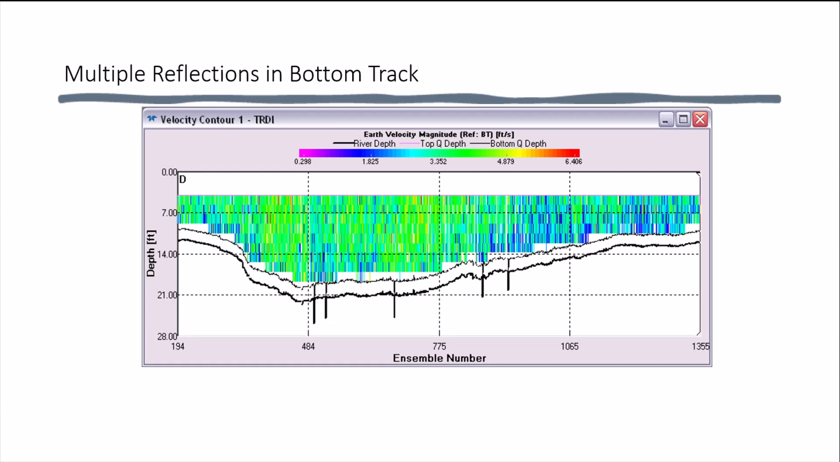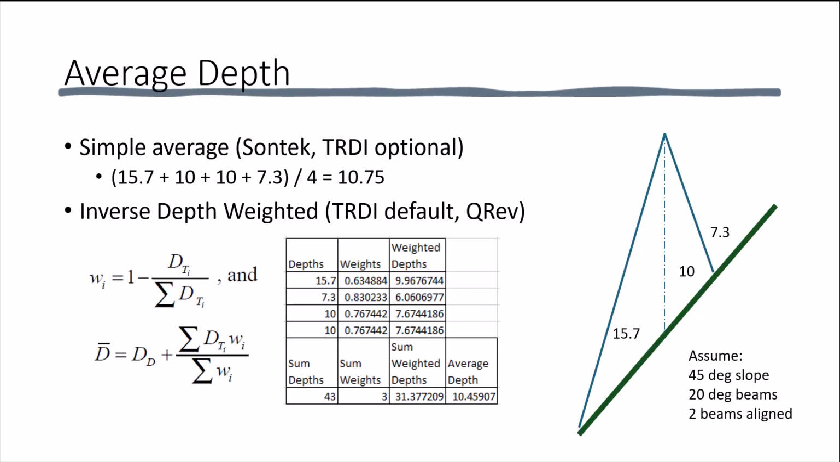This is shown in this contour plot from WinRiver 2. Processing software often has algorithms to filter out these false depths. When using the depths from the 4 slant beams, the average depth can be computed in 2 ways. First, the depth can be computed as a simple average.